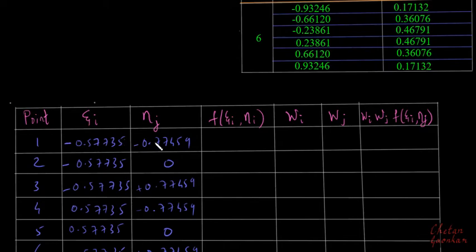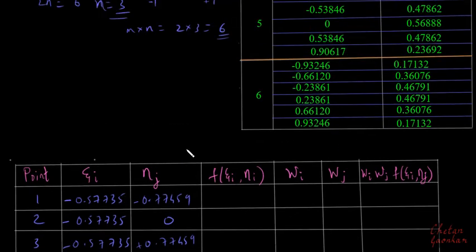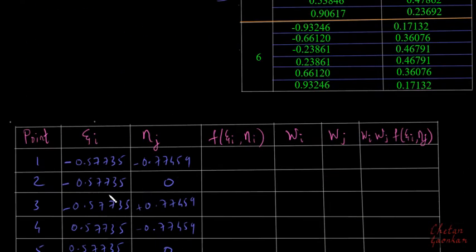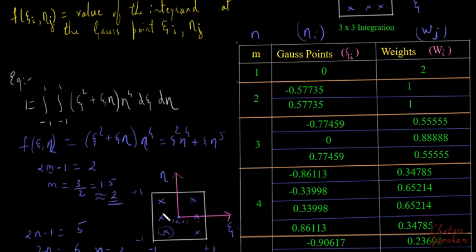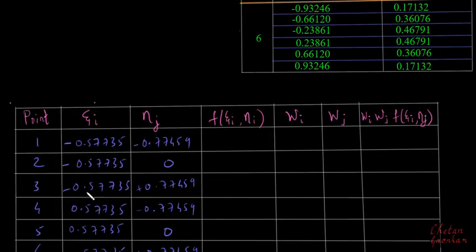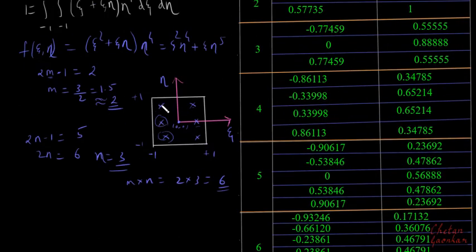If I just compare this with this diagram, then this point, minus 0.57735 and minus 0.77459, is nothing but this point. If I take minus 0.57735 and 0, it is nothing but this point. And if I consider minus 0.57735 and plus 0.77459, it is this point, right?